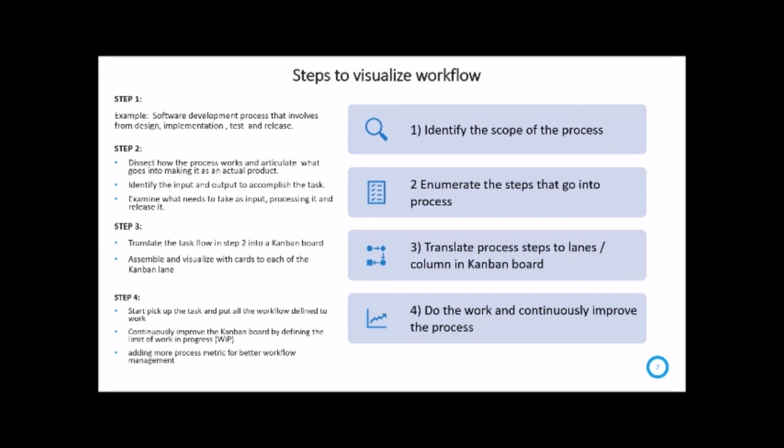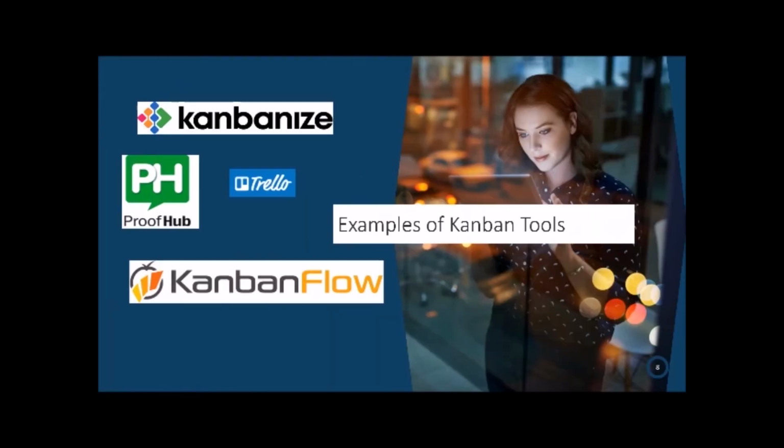Step 4 is where we can start picking up the tasks and put all the defined workflow to work. In this step, we can continuously improve the Kanban board by defining the limits of work in progress, also known as WIP. Here, we can also improve the efficiency of tasks by adding more process metrics for better workflow and management. And lastly, here are examples of available Kanban tools to visualize your Kanban board.